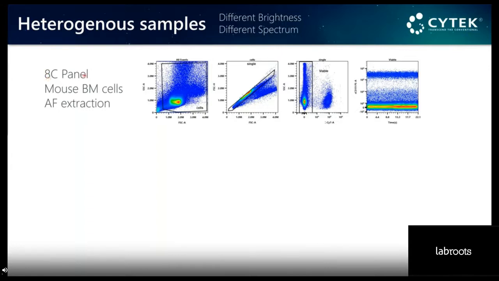This is an 8-color panel. These are bone marrow cells in mouse. And what we did initially was just autofluorescence extraction. We have multiple subsets.